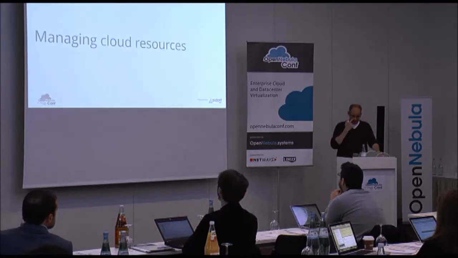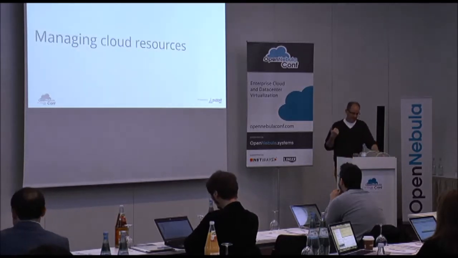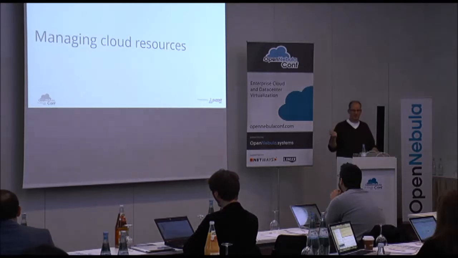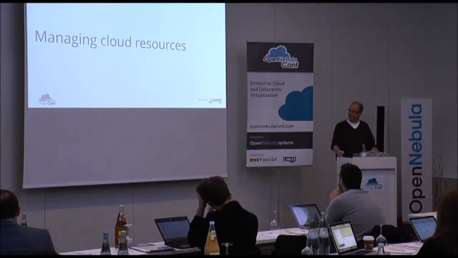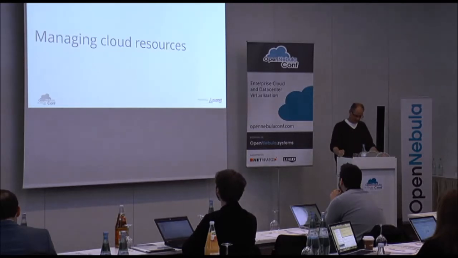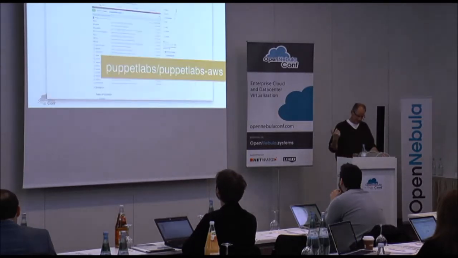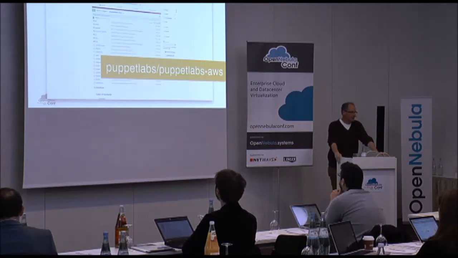Okay, so the first thing I wanted to look at really quickly is how you manage cloud resources from your Puppet manifests, which is where I think the EC2 API for OpenNebula comes in, because we just recently wrote something called the AWS module, which you can use with the OpenNebula EC2 API.